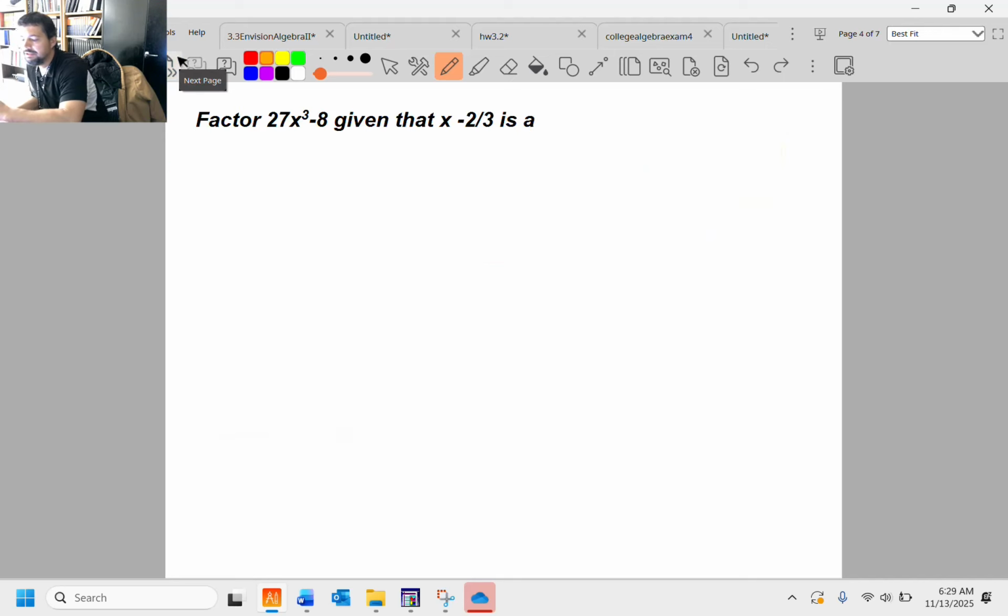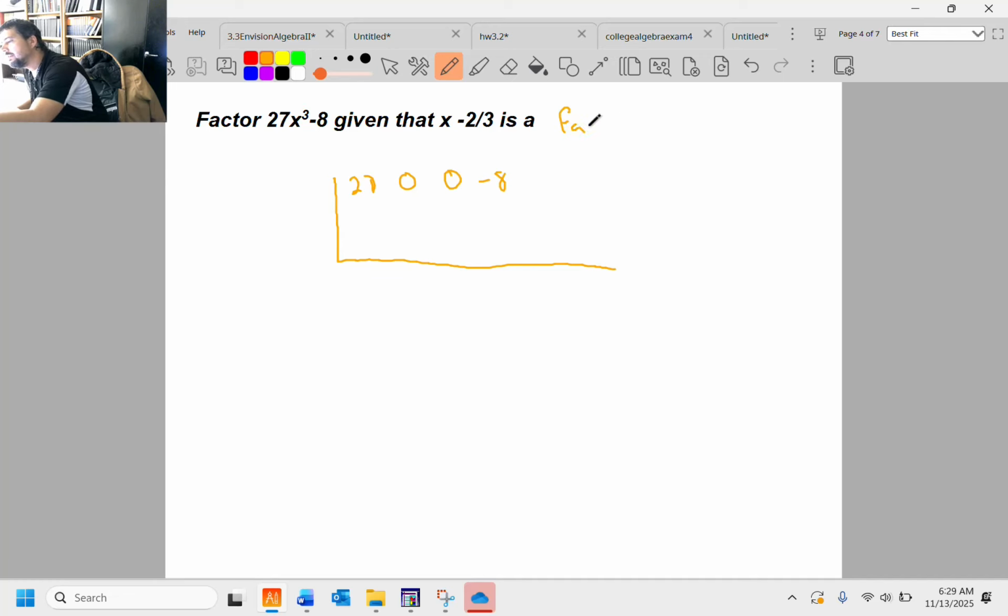All right, this one is unique in that we have to use what's called placeholders. There's a big jump from x cubed all the way to the constant, and synthetic division requires those placeholders be there. Most kids figure this out, so we need an x squared, we need an x, and then we can have our negative 8. Now, I don't know why it doesn't say that, but it is a factor. Okay, so x minus 2/3 is a factor, which means x minus 2/3 is a 0, which means that x is 2/3. So we're going to put a positive 2/3 out there.